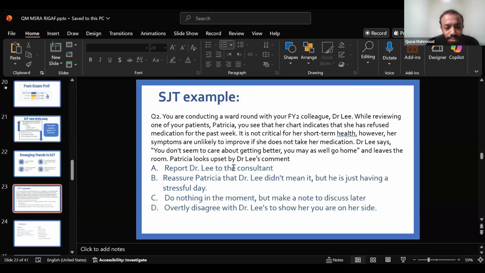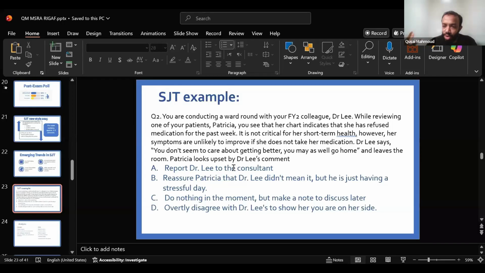B: Reassure Patricia. Reassurance for someone who is upset, that's very good. So reassure the patient that my colleague did not mean it. Okay, is that fact or am I assuming? Sometimes I'm safe to assume that my colleague is nice and he didn't mean it. It is good practice to do it sometimes. Is it the case here? The answer is definitely no. Why? Because I have a fact.